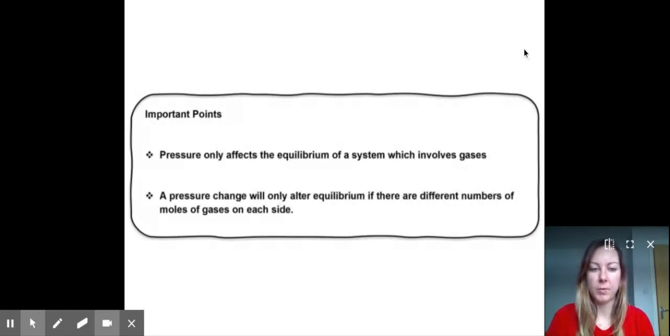Some important points to note about pressure is that pressure only affects equilibrium of a system which involves gases. So if you see an equilibrium that has a mixture of liquids and gases, and you are looking at how pressure might affect that equilibrium, then you have to ignore any substance that is a liquid. It doesn't count when you're counting the number of moles, it's only gases. A pressure change will only alter the equilibrium position if there are different numbers of moles of gases on each side. If you have 2 moles of gas on one side and 2 moles of gas on the other side, and you increase or decrease the pressure, nothing will happen to the position of equilibrium. It will stay exactly where it is.